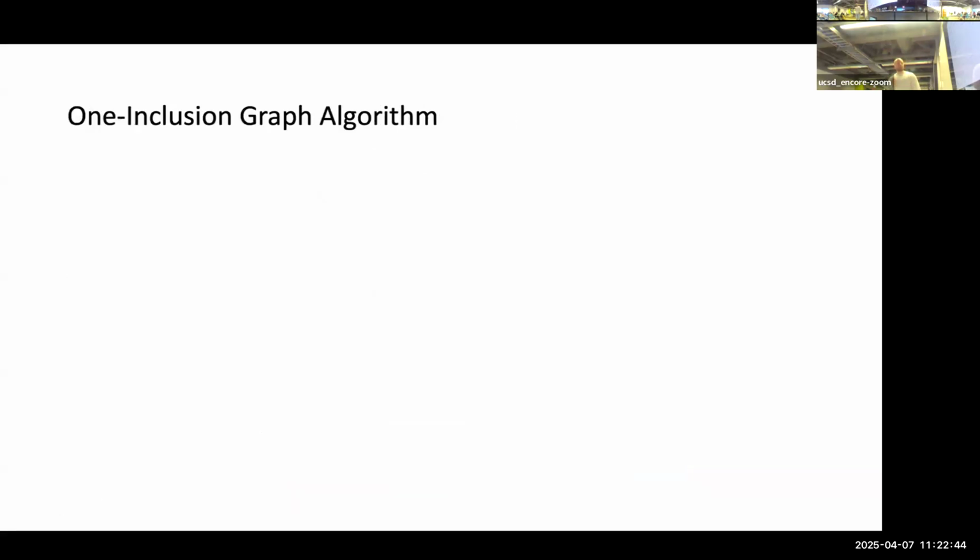So what can we do in this setup? Here there was actually an optimal algorithm known for a long time, since this original paper in 1994. It's called the one inclusion graph algorithm. So I'll try to explain what it does here. It's also due to Haussler, Littlestone, and Warmuth.